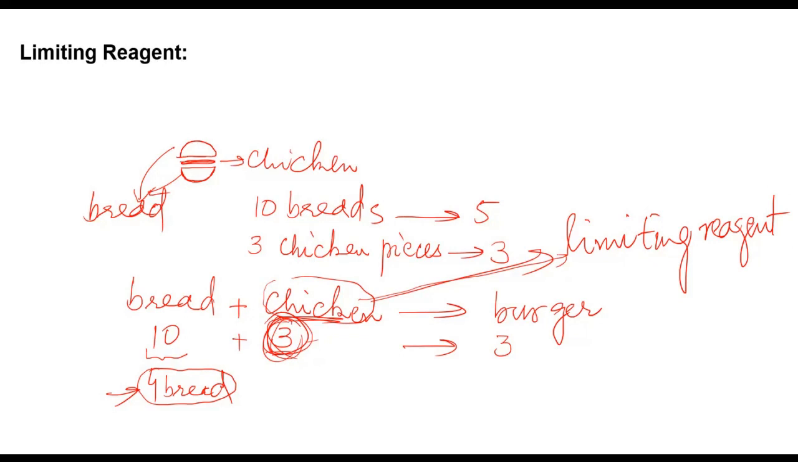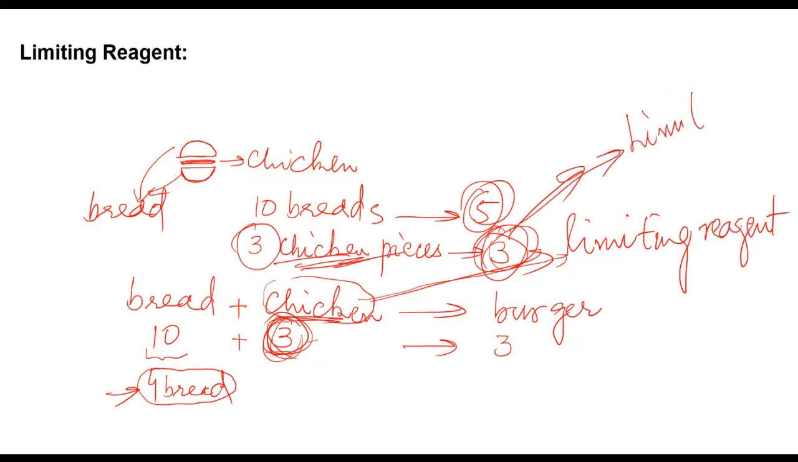Another second definition. Now here from 10 bread pieces we can make 5 burgers, but from 3 chicken pieces we can make 3 burgers. Now that substance which limits the amount of the product, which gives the less amount of product, we have this product here 5, here 3. But these chicken pieces limit our product. This chicken limits our product, so it is limiting reagent.